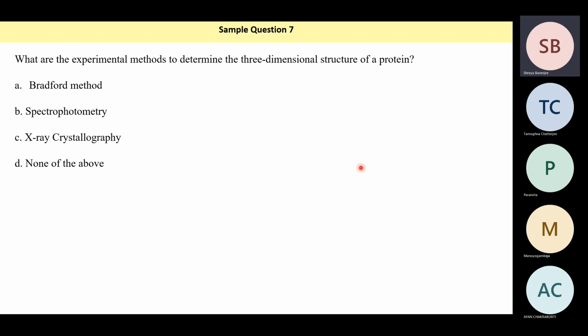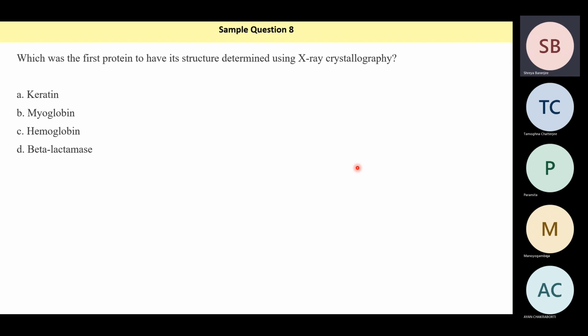What are the experimental methods to determine the 3-dimensional structure of a protein? X-ray crystallography. Yes. So there are 3 methods: X-ray crystallography, cryo-EM, and NMR. But for this question, only X-ray crystallography is among the options. So that is the answer. Then question 8 is asking which was the first protein to have its structure determined by X-ray crystallography?